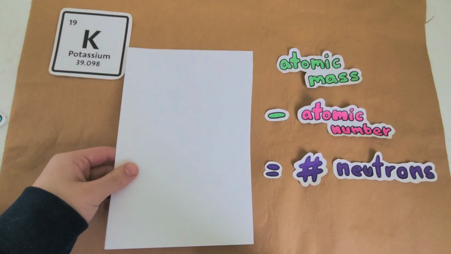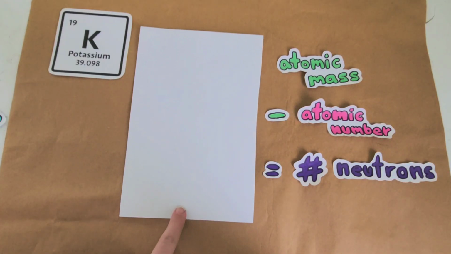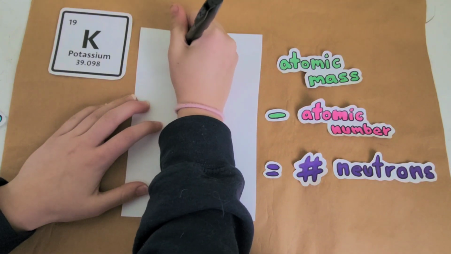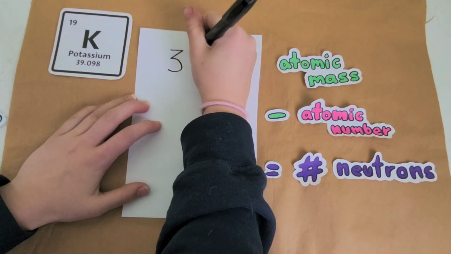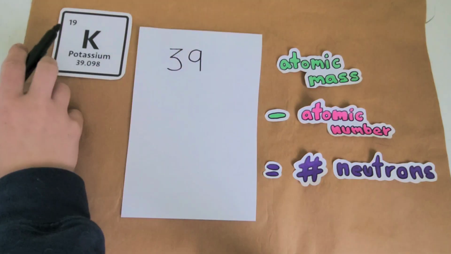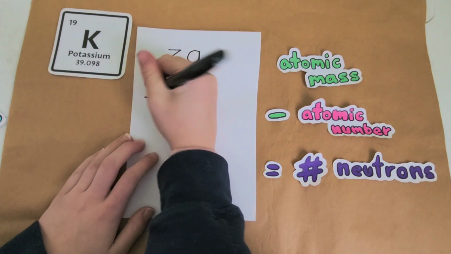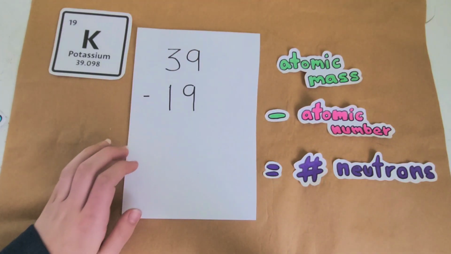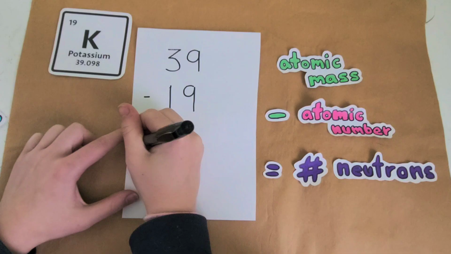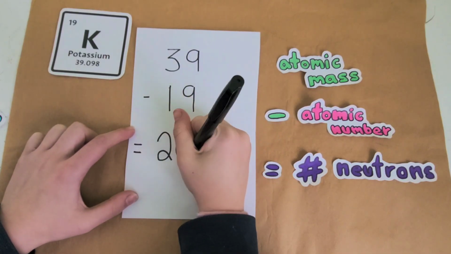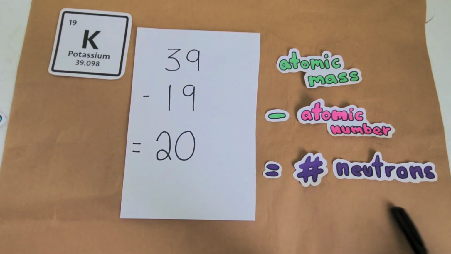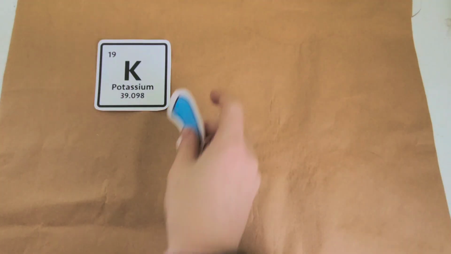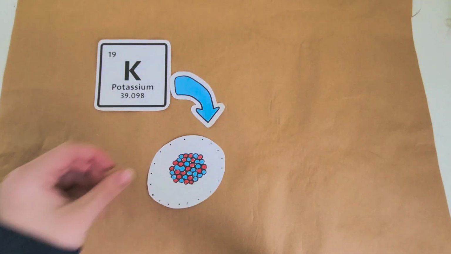So let's use this strategy to figure out how many neutrons there are in potassium. Potassium has an atomic mass of 39, so we'll write 39 here at the top. Potassium also has 19 protons, which each weigh 1 atomic unit, so we take 19 atomic units away from 39 atomic units. We're going to get 20 atomic units, which also is the number of neutrons. So with this information, we can determine that a potassium atom would look like this.